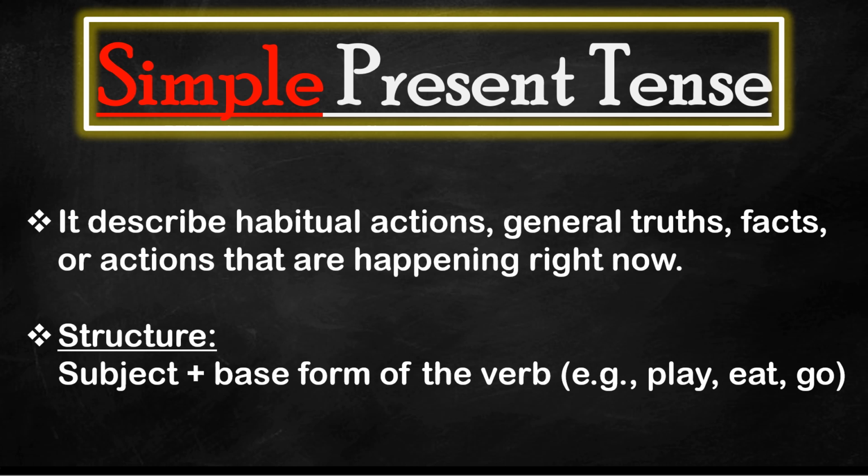And how is the structure of a simple present tense? You use the subject plus the base form of the verb. Here the subject could be I, it could be Ram, it could be Sita, anything. And along with that, you use the base form of the verb. For example, you could use play, eat, go, come, visit.